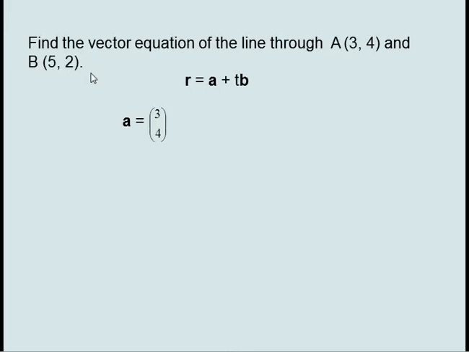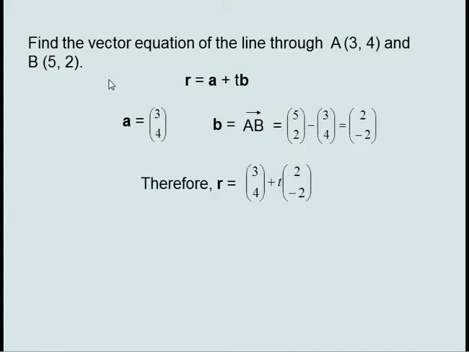b is not point B, it's not the position vector. b is the direction vector, so it's the direction from A to B. So that is B minus A, so that's 2, negative 2. So the equation is r equals 3, 4 plus t, 2, minus 2.